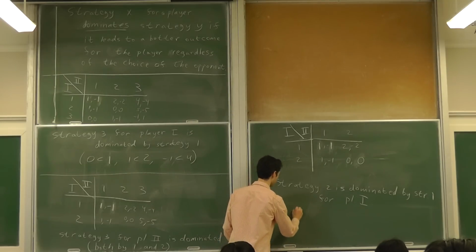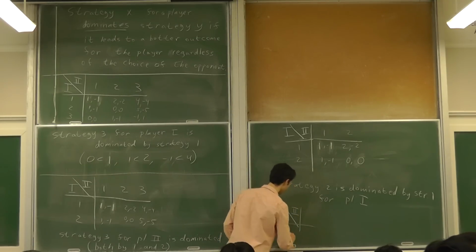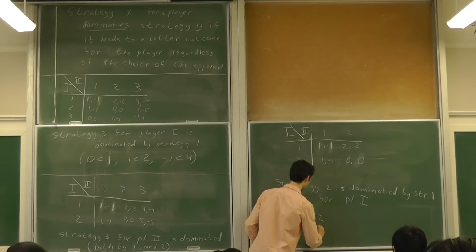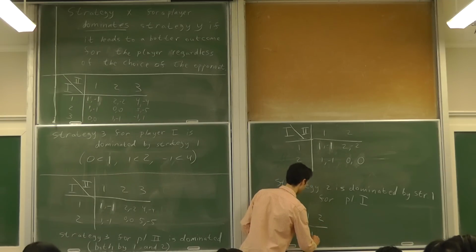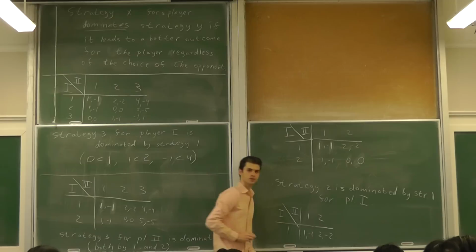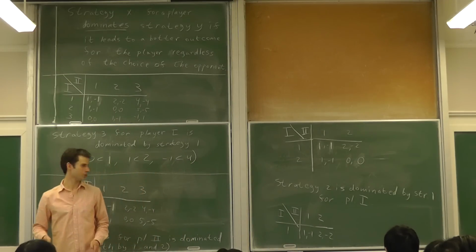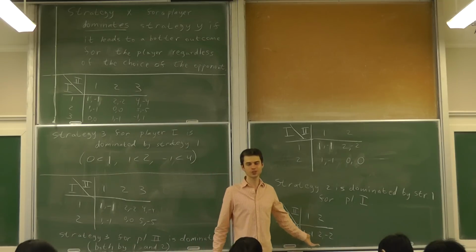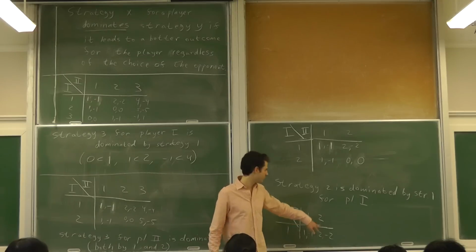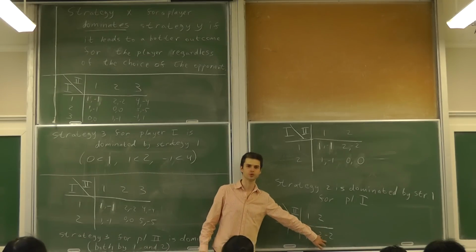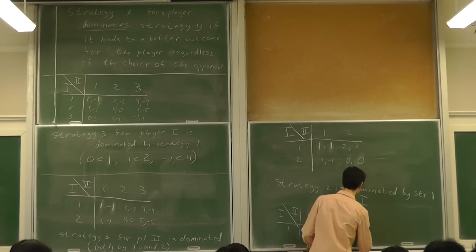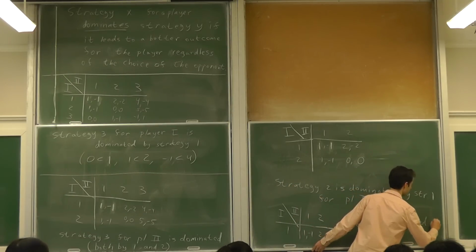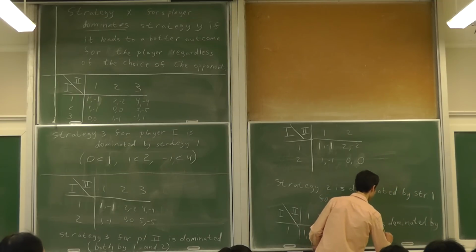Now they are left with an even simpler game. We know what the first player is going to play. He's going to play 1. The second player, of course, knows the first player is going to play 1. And what is his response? Well, of course, to choose strategy number 1, because he loses only 1 instead of losing 2. So strategy 2 is dominated by strategy 1 for player 2.